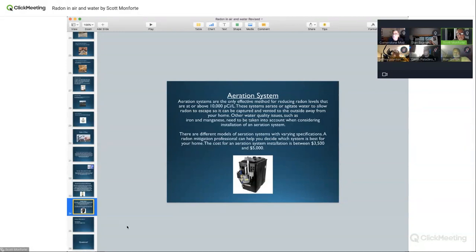So in Connecticut, anything over 10, they recommend aeration. Aeration is probably the best method to remove radon in water. The cost is actually less now. It's closer to probably, for an average house, 5,000 to 6,000.